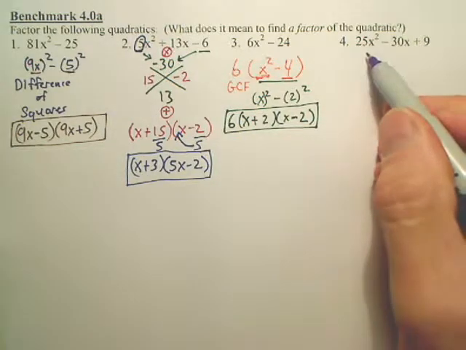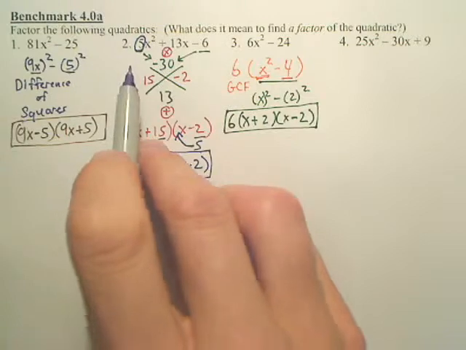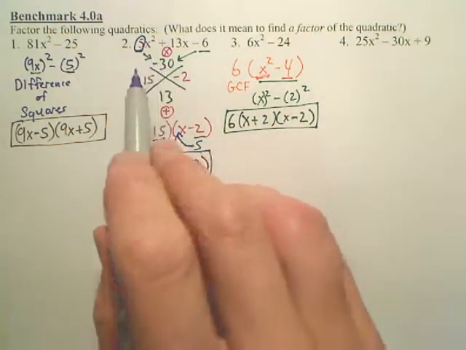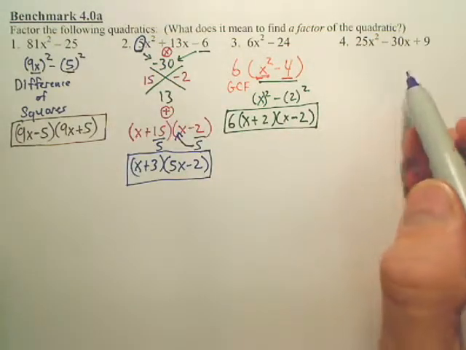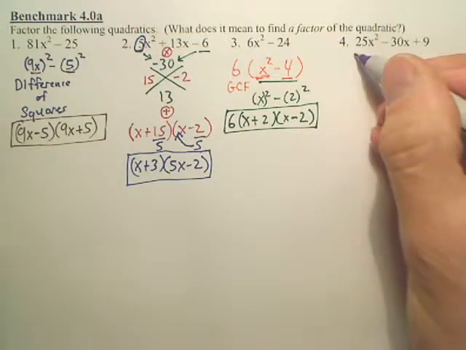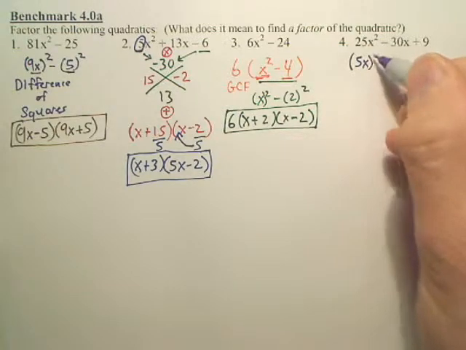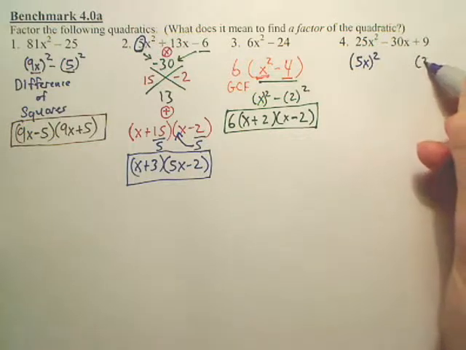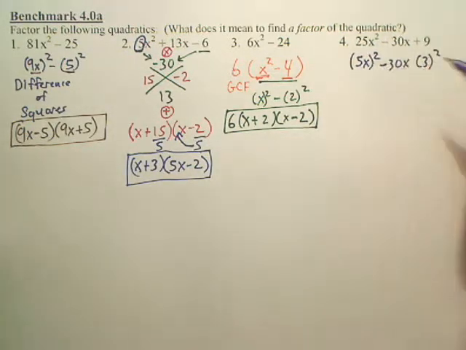The last problem is a lot like number 2. There's no GCF, but there's actually a shortcut. You don't have to do like number 2 for the last one. You should notice this is a perfect square trinomial. That is 5x squared, and that is 3 squared, with the negative 30x right here.